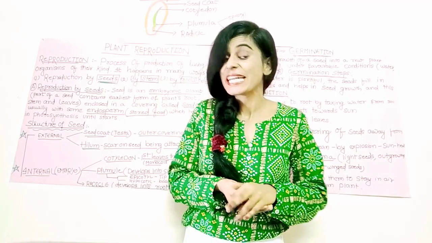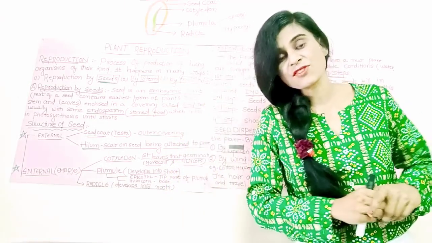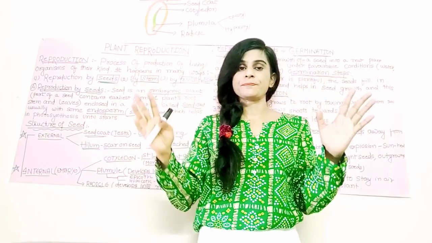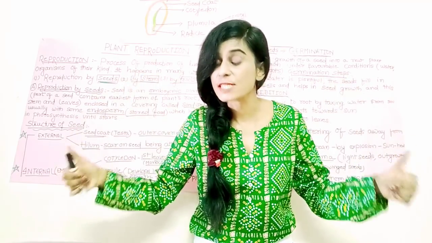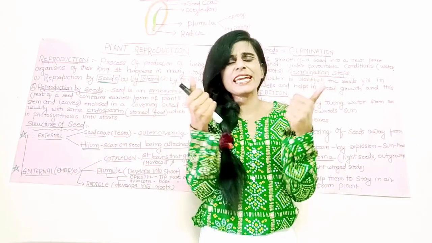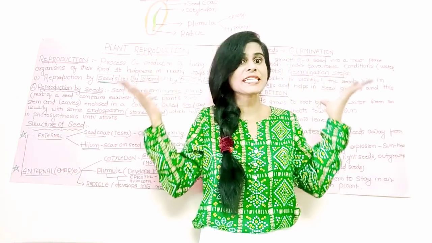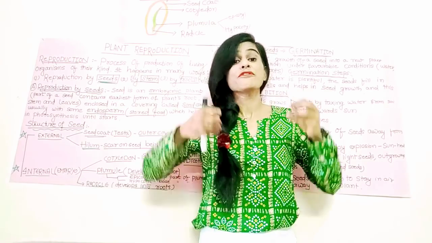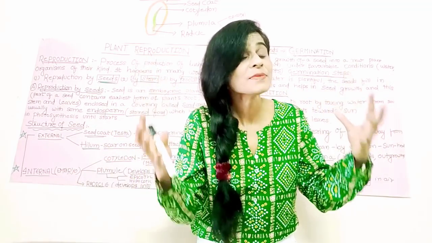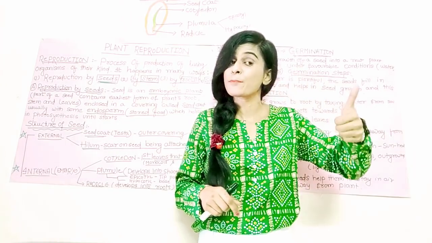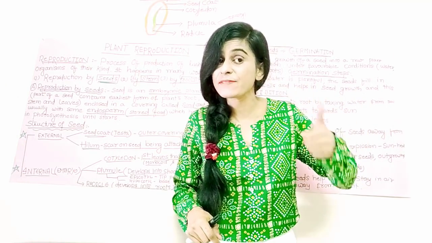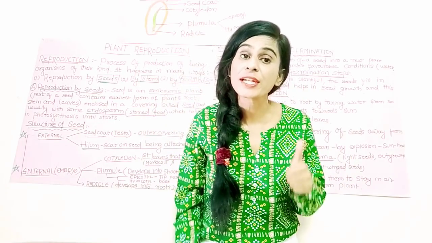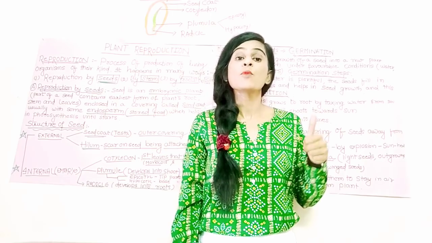So the internal structure of the seed, which we call the embryo, has how many parts? Three. First one, cotyledons. What are cotyledons? The first embryonic leaf, which will germinate into a leaf. Some seeds have one embryonic leaf, and these are called monocotyledons.